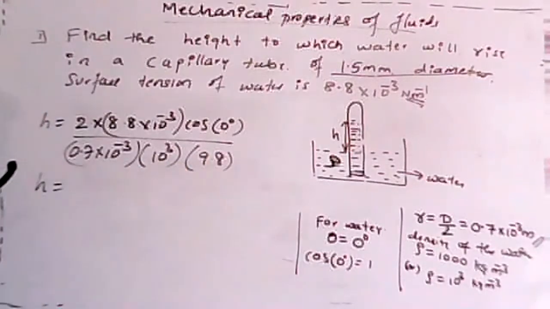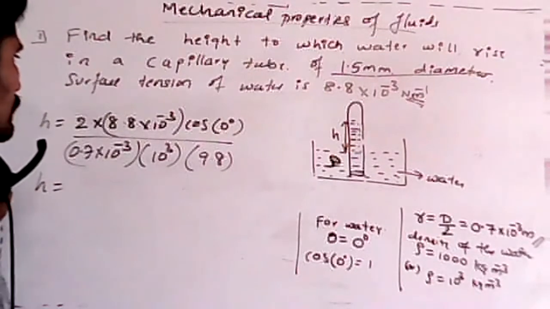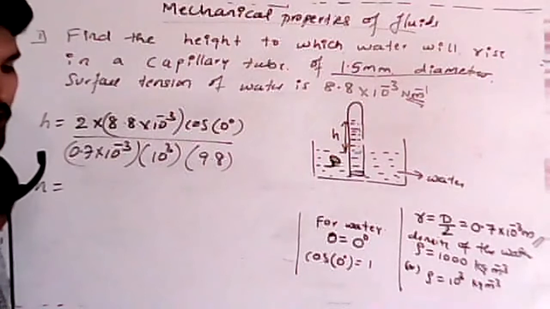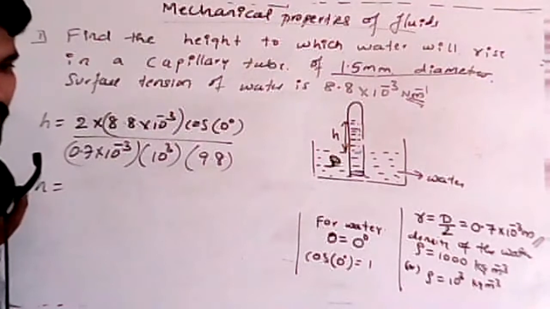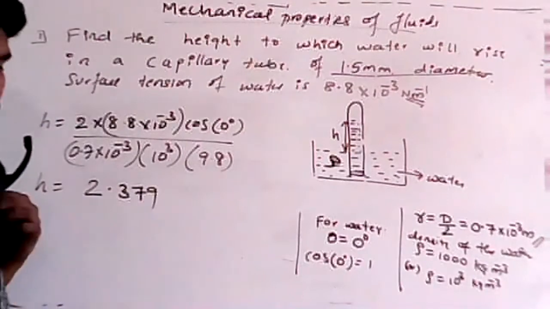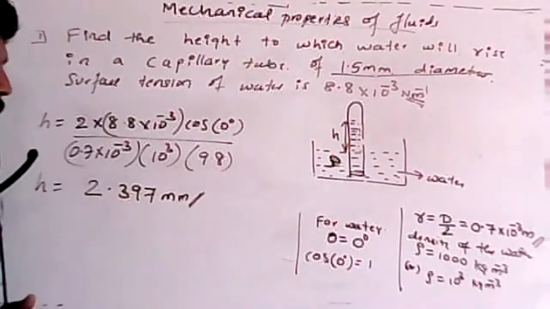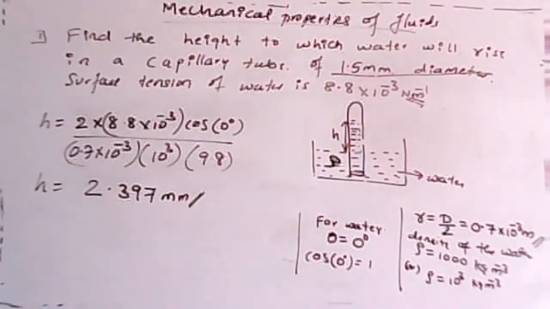After substituting, Rakshit, just check once what you will get. I hope you are not getting that much. Just check, students, whether you are getting this or not. Sorry, 397 millimeter you will get. Is it okay, students? Cos 0 you can simply write as 1, then the rest of the things you know, this is 10 raised to 3.